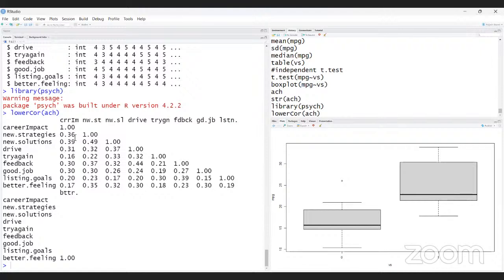Now, all the correlations are significant because here the sample size is 209. If I want to know whether a correlation is significant or not, what can I do? For example, the correlation is very low, 0.16, between try again and career impact. So I can check it.